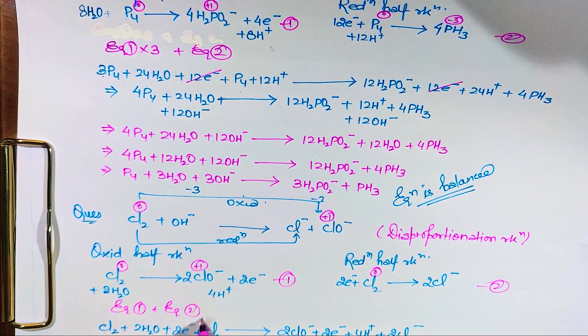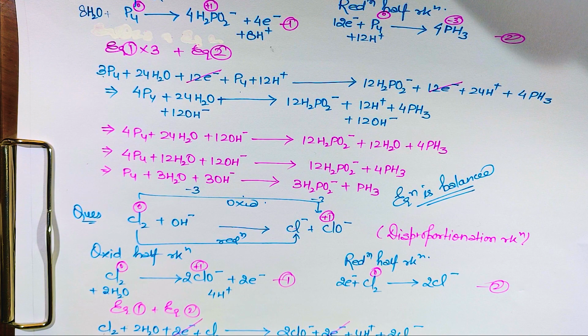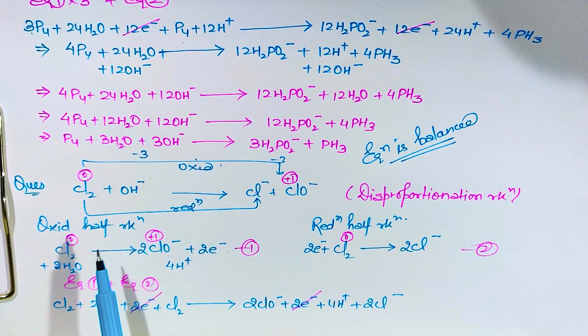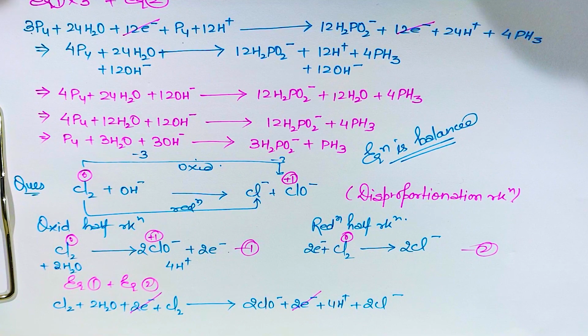So these 2 electrons will be cancelled. Since it is in basic medium, as I told you, we can also say that OH minus is already given in the question. That means it is a basic medium. So for the basic medium, the OH minus should be there in the final result. So it's there.